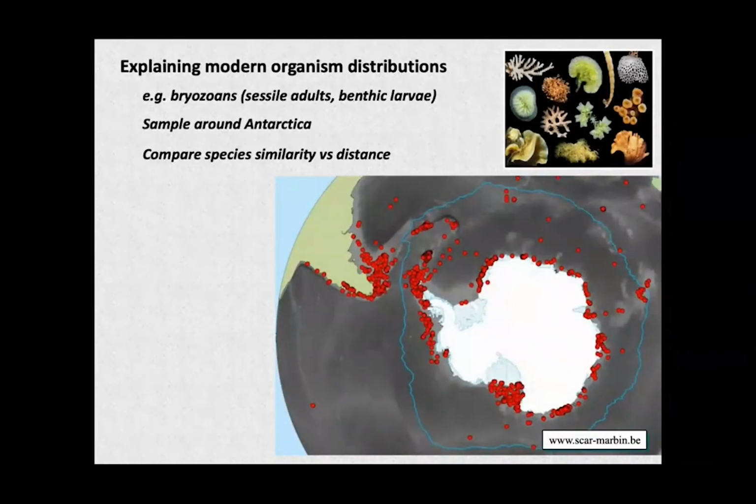Biology, particularly on the seabed because of lower mobility, can preserve strong past connectivity signals. Bryozoans, for example, have sessile adults and short-lived benthic larvae, and this can strongly limit dispersal. You can see the variety of form that bryozoans take in the top right-hand side. In the main plot, we can see the samples containing bryozoans around the Southern Ocean and nearby areas.